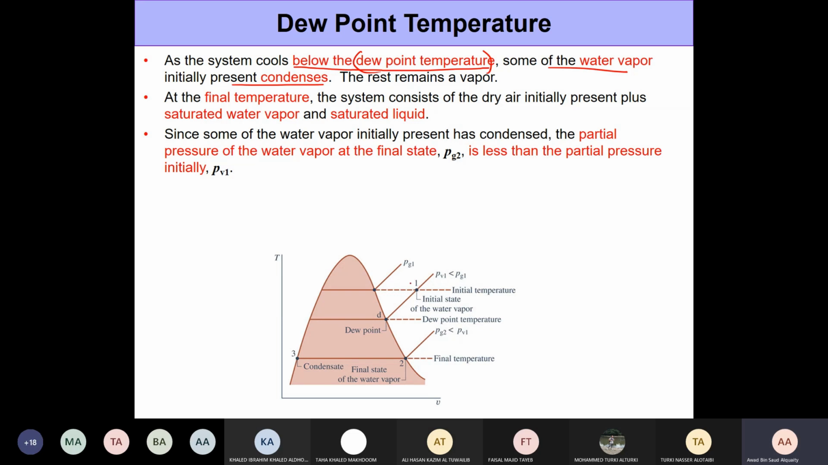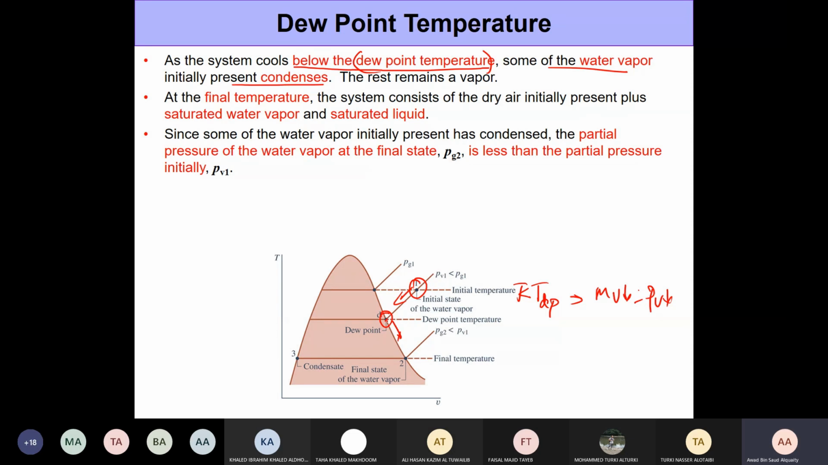So starting from point 1, cooling it, you reach point D. At point D, it is still all vapor. But if you cool it below point D, which is the dew point temperature, then condensation starts to happen, and at any temperature below the dew point temperature, the amount of vapor within the air starts to reduce because the water vapor is turning to liquid. So the mass of water vapor within the air starts to reduce. The partial pressure of the water vapor also starts to reduce.